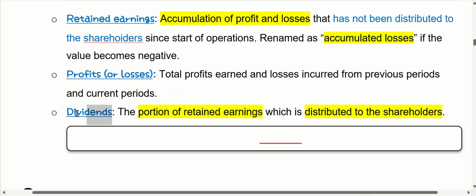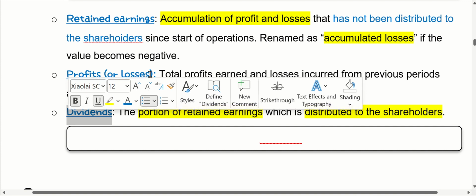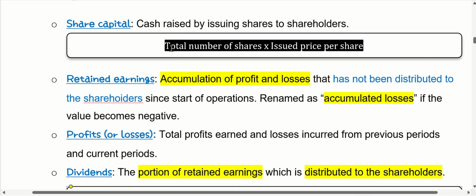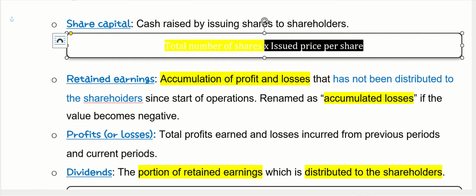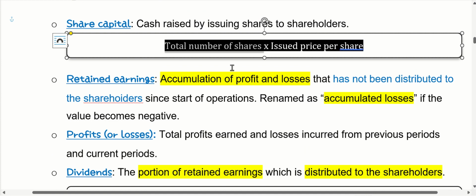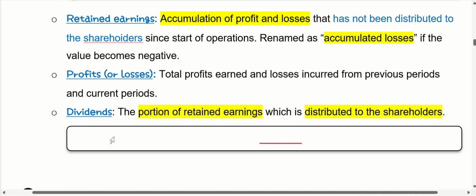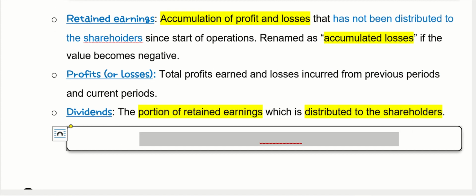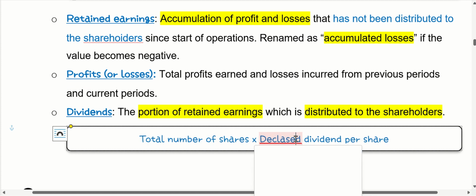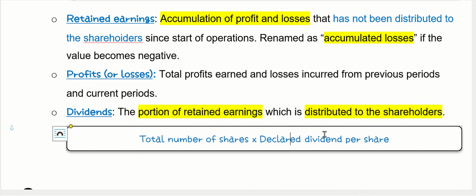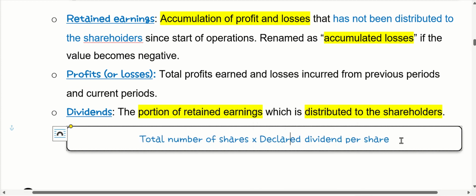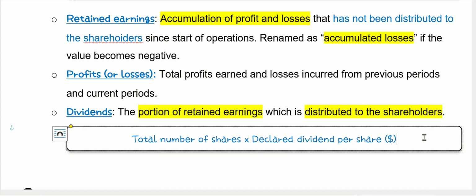Now, the payment of these dividends depends on the number of shares. Okay, so the number of shares your business has. If you have 100,000 shares, every share will get a portion of dividend. All right, so how do we calculate the total dividend? We calculate the total dividend by taking the total number of shares times the value of declared dividend per share. How much dividend is given per share?